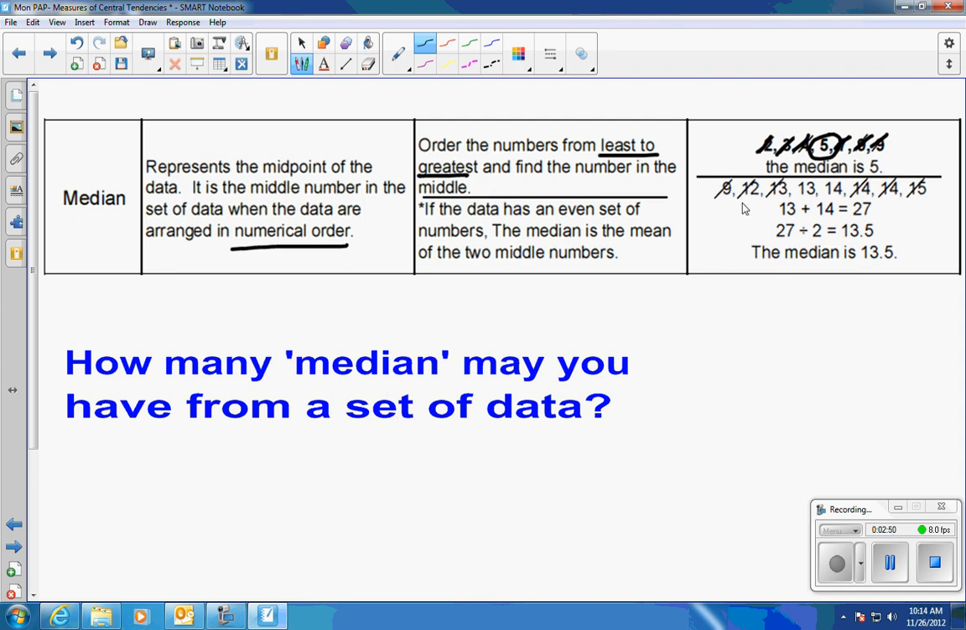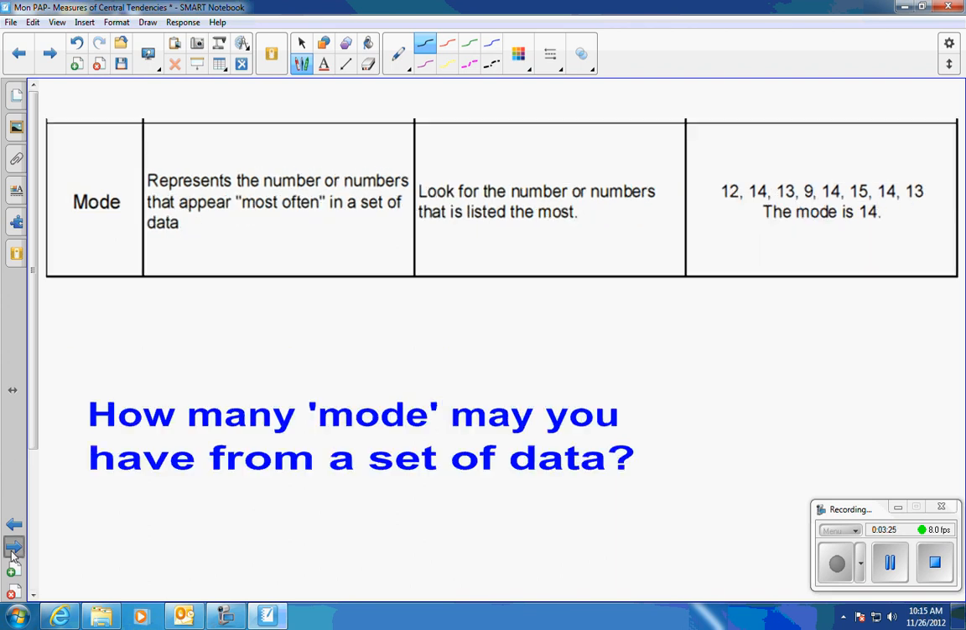Now, occasionally you're going to have a set of data, as you can see over here, that doesn't have just one number in the middle. So whenever you find that there isn't just one number in the middle, then the median is the mean, or the average of the two middle numbers. So 13 plus 14 is 27. I'm going to divide that by 2, and that gives me 13.5. So the median of these two numbers is 13.5. Okay, and just like the previous ones that we've done, notice that our answer is just an answer. Because we're using this process to solve, you will only ever have one median in a set of data.